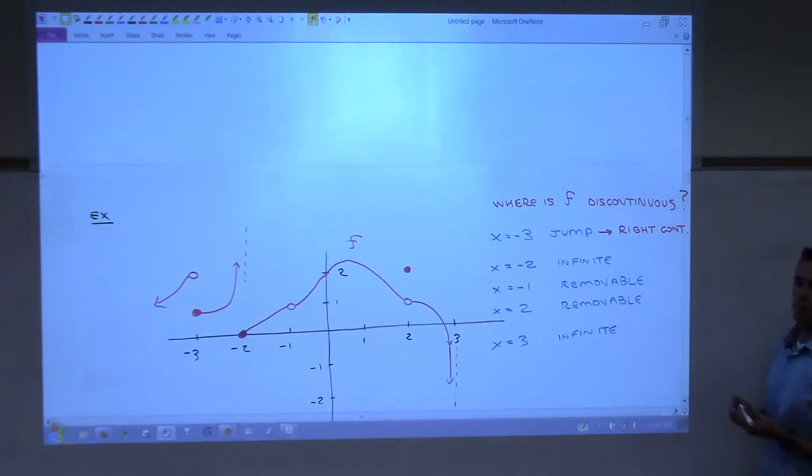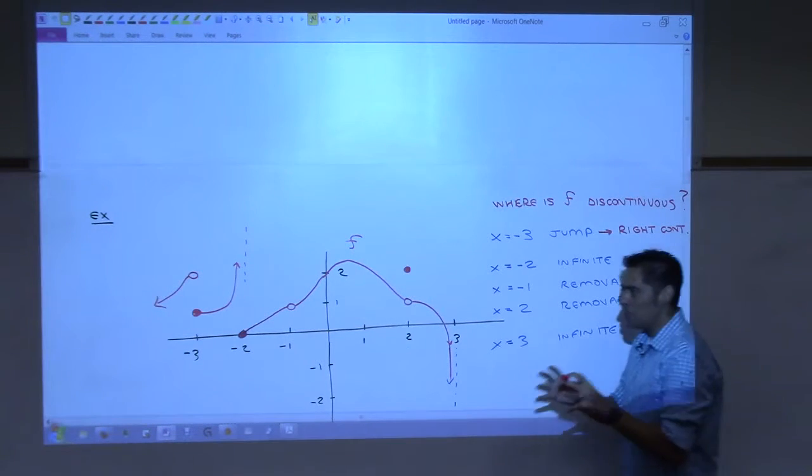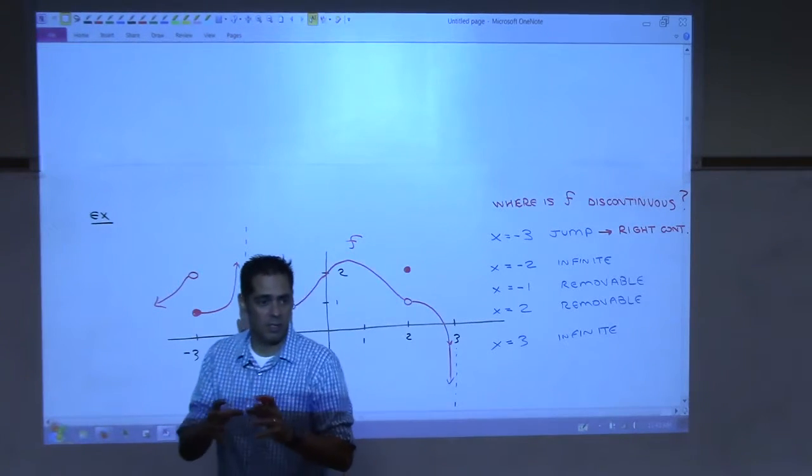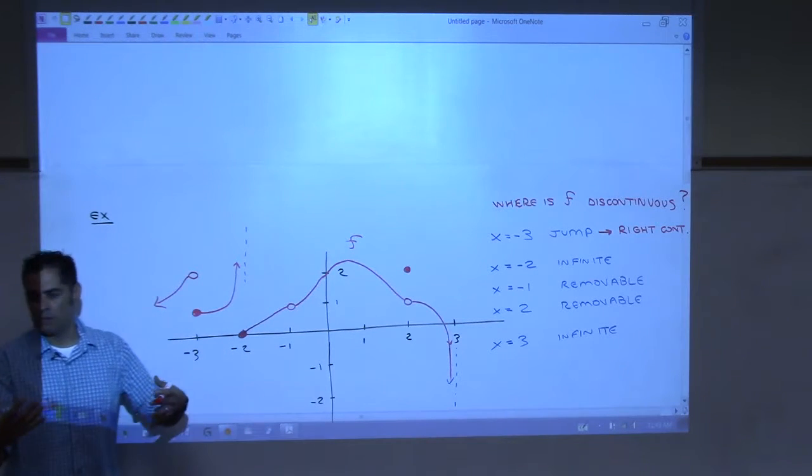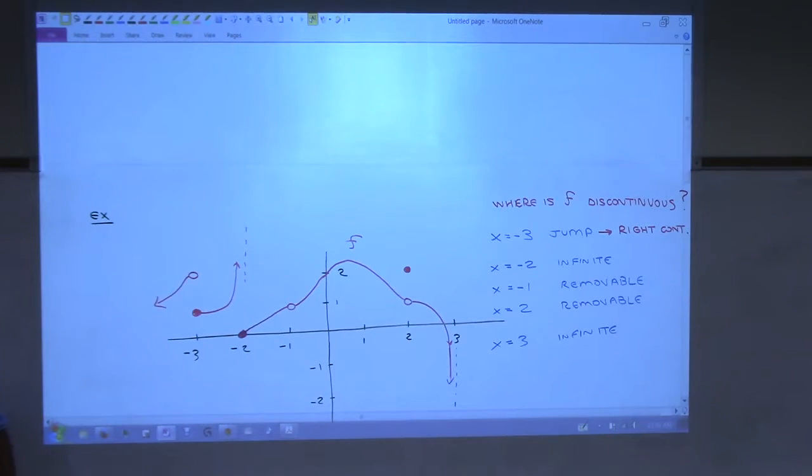Right? We are right continuous. We're not. So continuity is a stronger condition than left or right continuity is. Any questions? All right, what about our next discontinuity, -2?